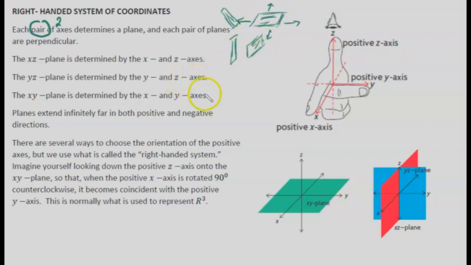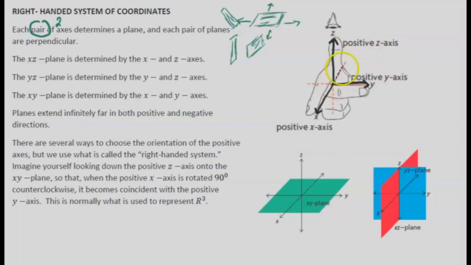There are several ways to choose the orientation of the positive axes, but we use what is called the right-handed system. Imagine yourself looking down the positive Z axis onto the XY plane. How we actually draw this, and I'll do this in black so it's nice and bold: the x-axis comes toward us, the y-axis goes to the right, and the z-axis goes up. These are all the positives: positive x, positive y, positive z.